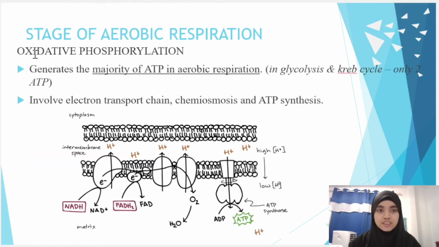So the next stage is oxidative phosphorylation. Oxidative phosphorylation generates the majority of ATP in aerobic respiration. It involves the electron transport chain, chemiosmosis, and ATP synthesis.